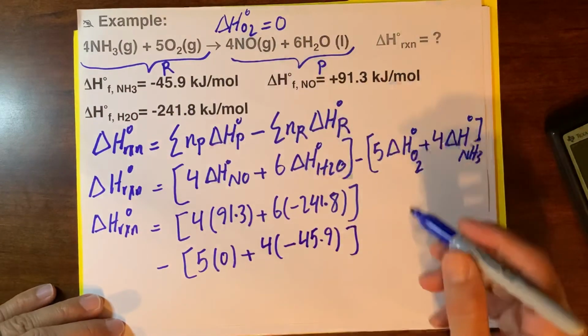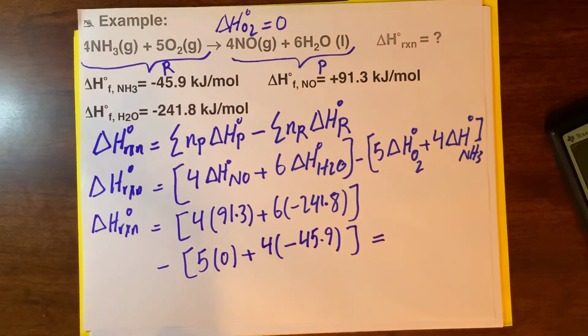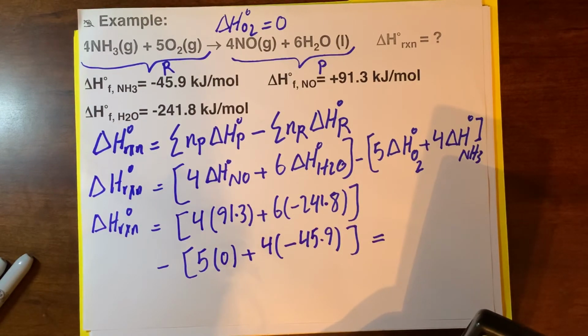And the unit for all is kilojoule over mole. So at the end, I will have 4 multiply 91.3 plus 6 multiply 241.8 and plus 4 multiply 45.9. Got this one minus 902.